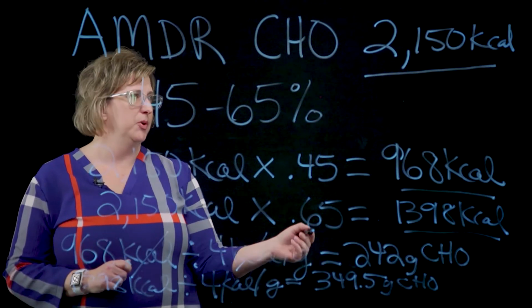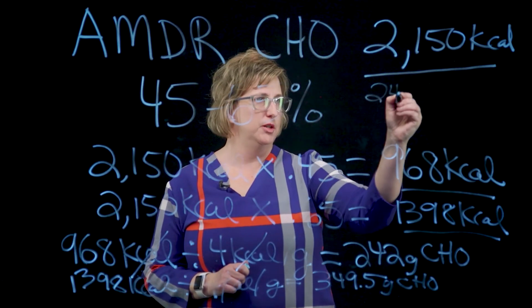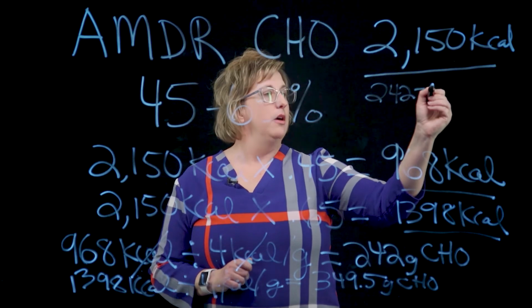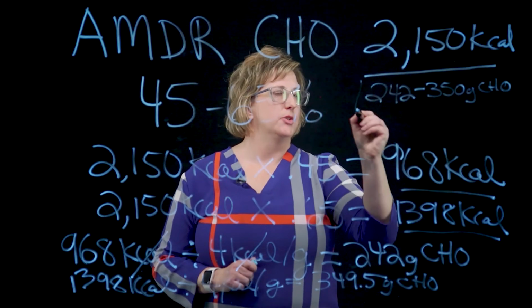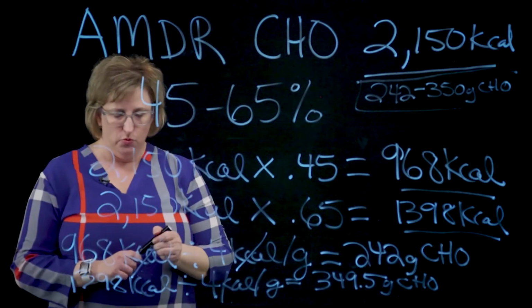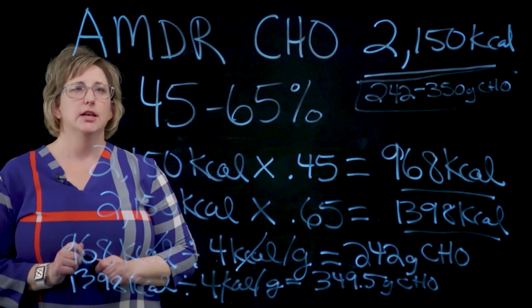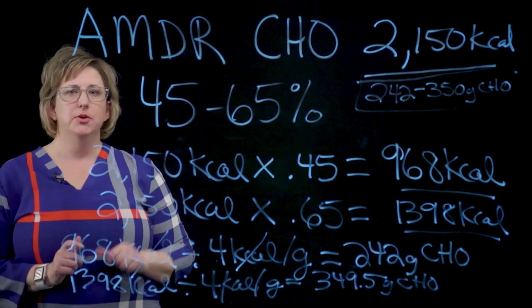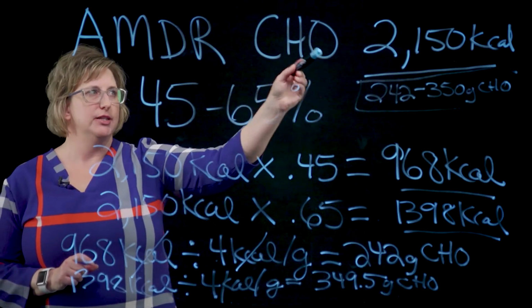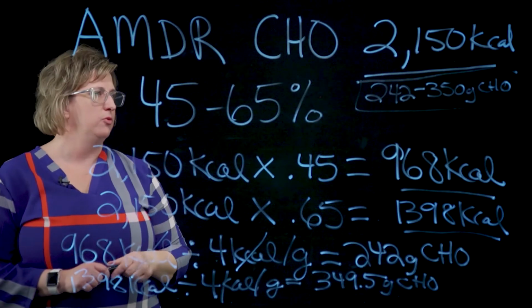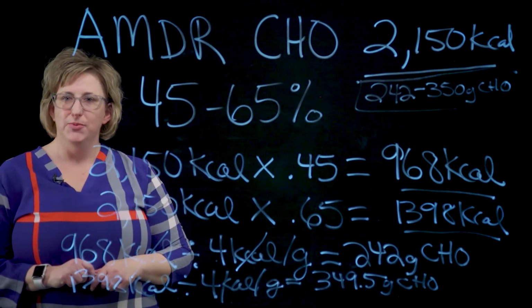So we're going to say that this person on a 2,150 calorie diet needs anywhere from 242 to 350 grams of carbohydrate. So this would be the number that people would relate to because now they can read it on their nutrition facts label. So we've recapped the acceptable macronutrient distribution range of 45 to 65% for our carbohydrates on a 2,150 calorie diet would yield 242 to 350 grams of carbohydrate. I hope you got that correct. Good job.